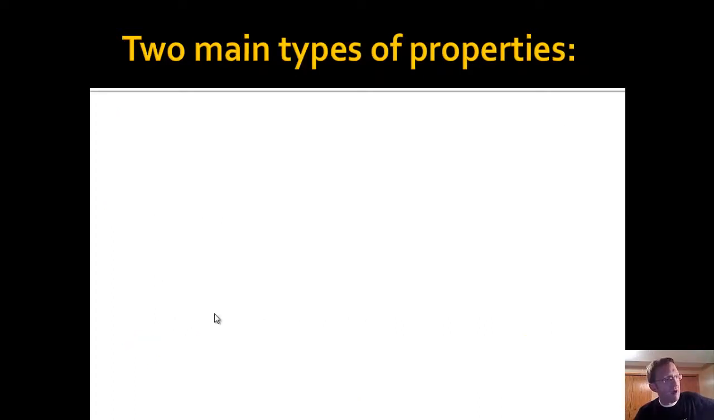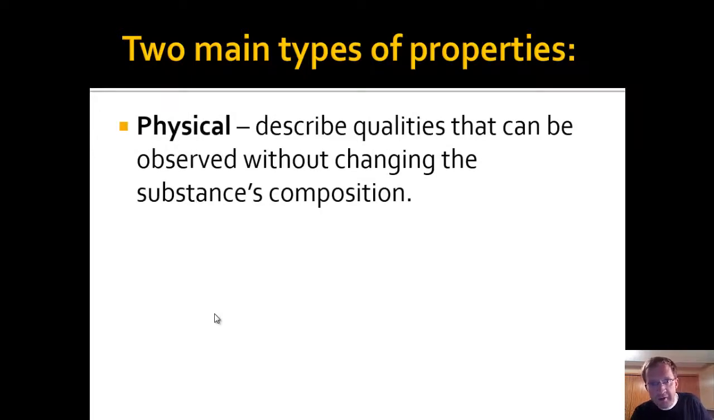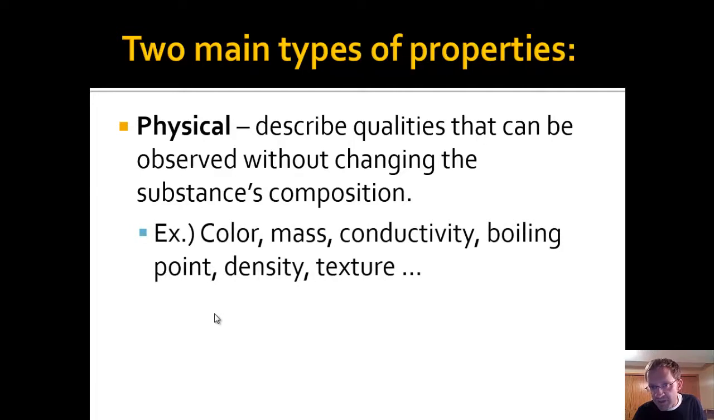The other kind of property is a physical property. Physical properties often describe qualities that can be observed without changing the composition. So as we're looking at a material and describing its physical properties, usually those are things that are very outwardly obvious, like color. We can mask something without changing it. We can test to see whether something conducts electricity or heat without wrecking it. We can test something for its boiling point, and we haven't changed it into anything new.